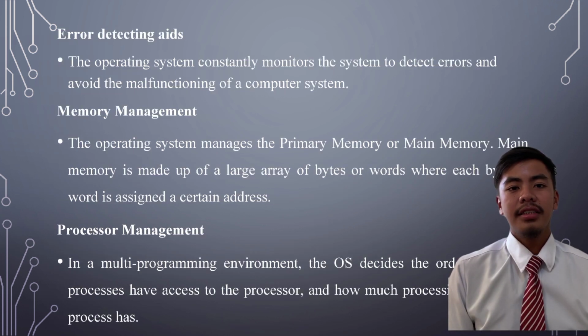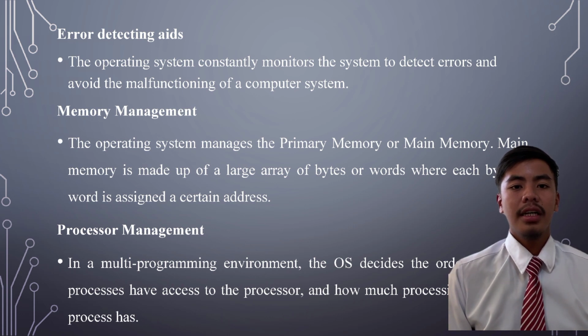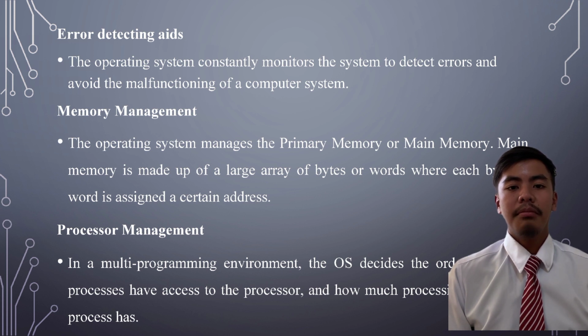Error detecting aids. The operating system constantly monitors the system to detect errors and avoid the malfunctioning of a computer system. Memory management. The operating system manages the primary memory or main memory. Main memory is made up of a large array of bytes or words where each byte or word is assigned a certain address. Processor management. In a multi-programming environment, the OS decides the order in which processes have access to the processor and how much processing time each process has.